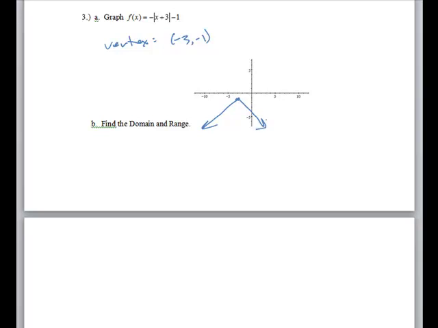So if there's a negative in front of the absolute value, that V is basically going to open down. So the domain in this particular case is still negative infinity to positive infinity. The range, here negative 1 is the largest value on the y-axis. So we state the range goes from negative infinity to negative 1.